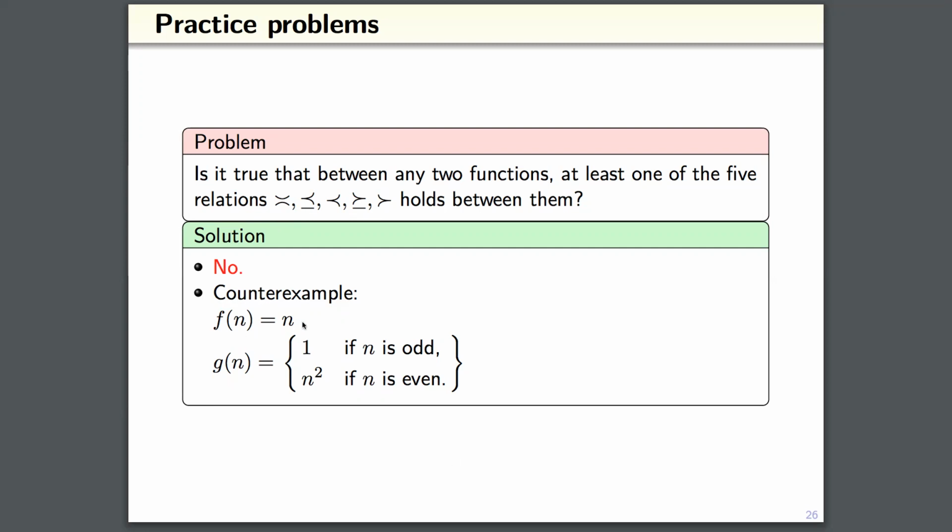See, if you consider f of n is equal to n and g of n is equal to a conditional like this. If n is odd, it is 1. If n is even, it is n squared. Now, can you tell me what is the relationship between f and g? Is f smaller than g? Not determined. Right, so you cannot determine it because in some cases it is smaller, in some cases it is larger, right? Hence, we cannot have any of these relations between f and g. Okay.